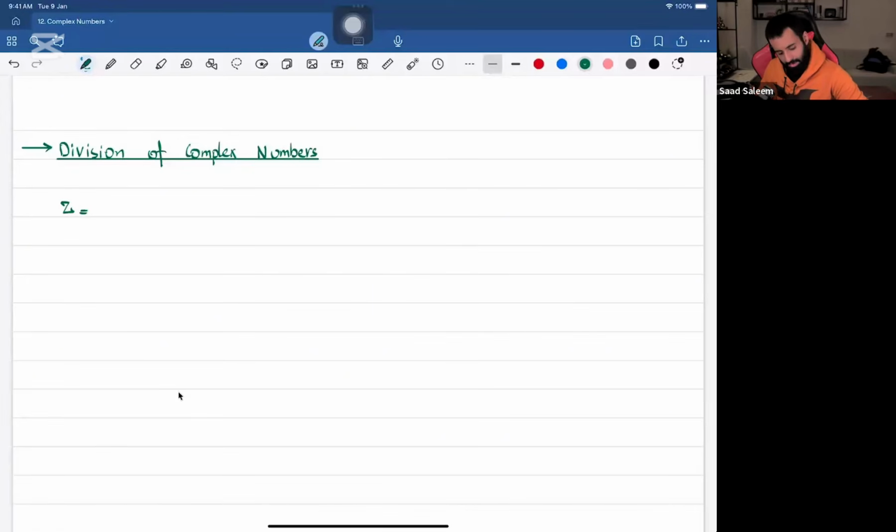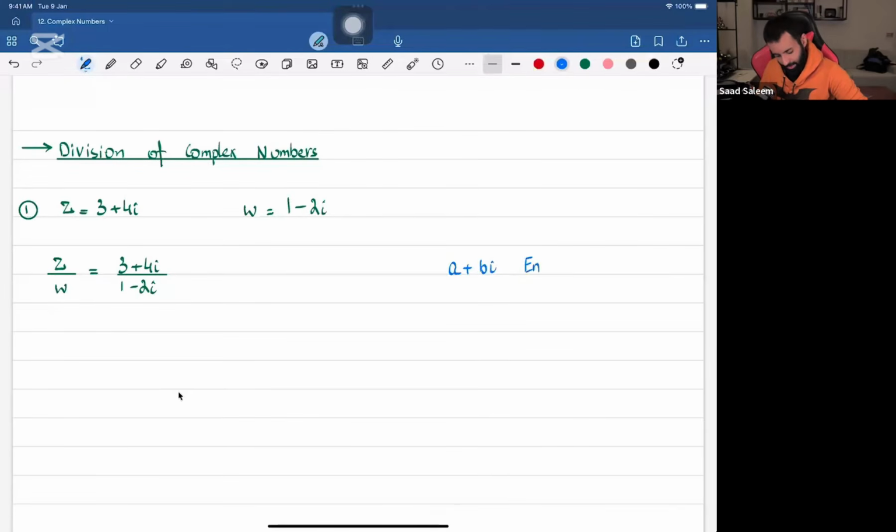So let's say that you have z, which is equal to 3 plus 4 iota. Okay, and let's say that you have w, which is equal to 1 minus 2 iota. Okay, and what you're supposed to do is z upon w. So this is example number 1 of division of complex numbers. So the way that we write it is this: 3 plus 4 iota divided by 1 minus 2 iota. Okay, and now what do we do? Well, keep the end result in mind, that the end result should be something like this: a plus b iota. Okay, so this is what we are aiming for.